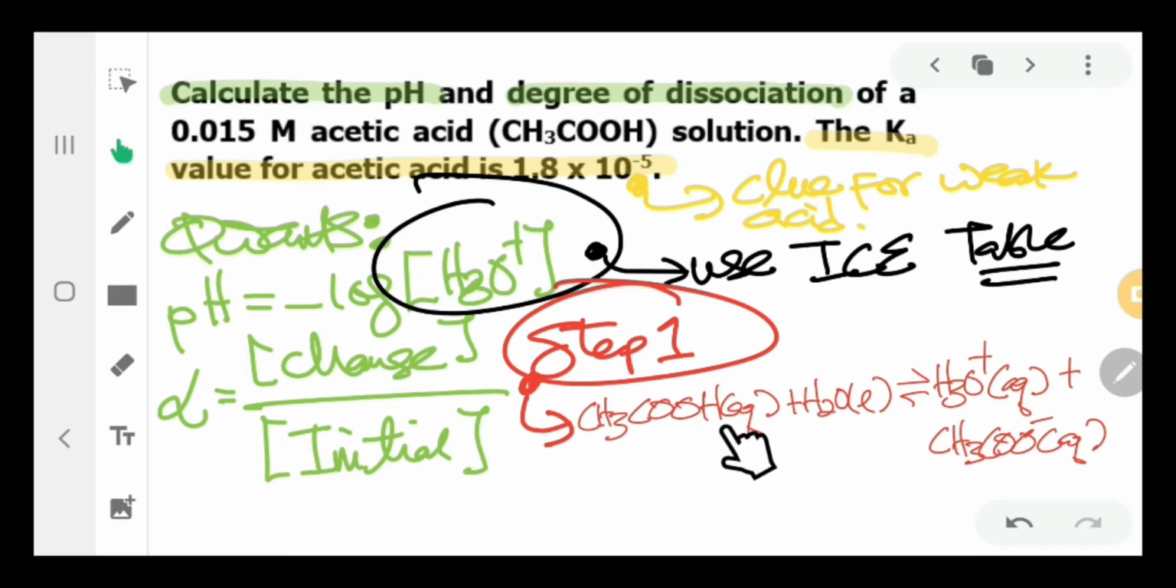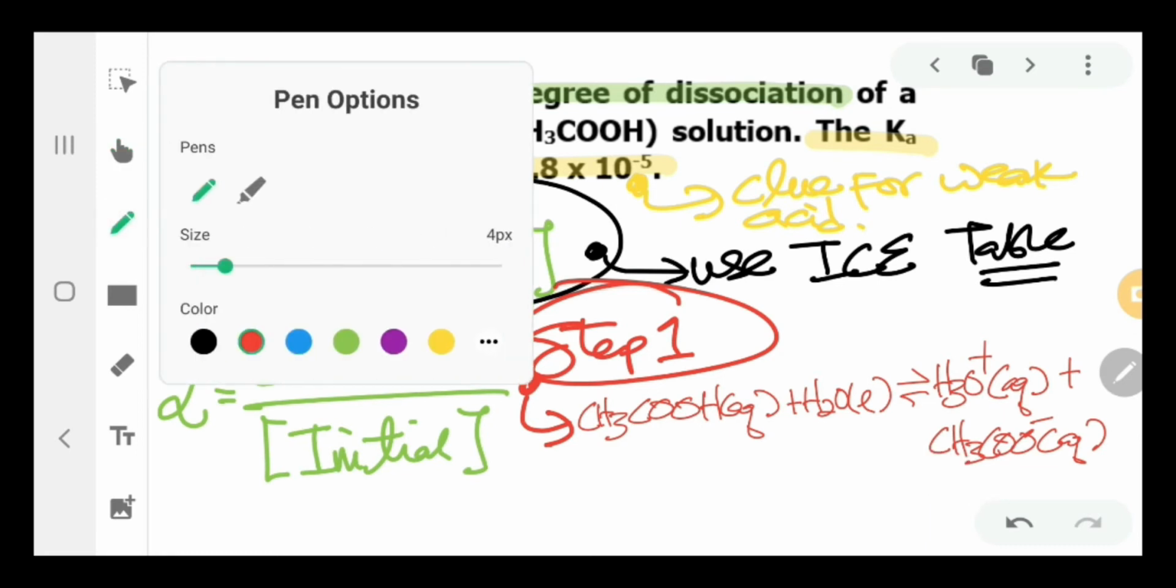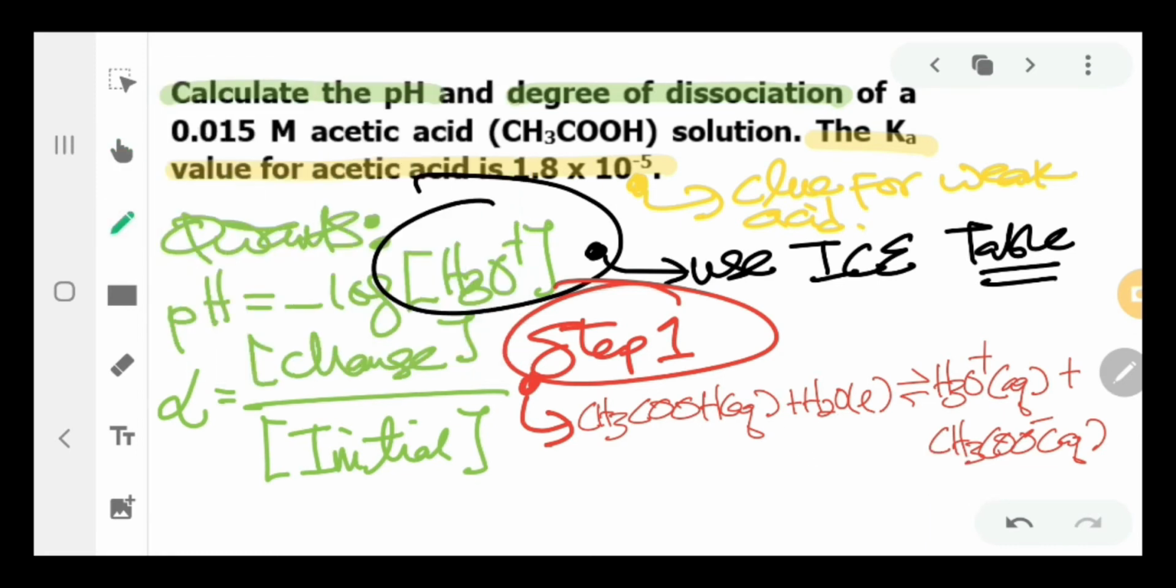The reason why we need a balanced equation is because your ICE table later will depend highly on your coefficients. If you still remember, when we do the ICE table, in the change section you have to get the right coefficient in front in order to find the value of X. By writing this balanced equation, you get 1 mark.